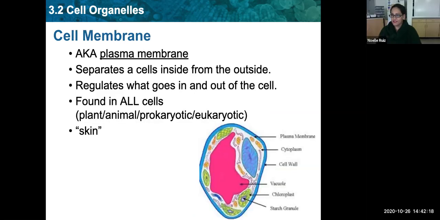And the cell membrane. Again, this should be review. We talked about this last week also. Also called the plasma membrane. Separates the cell's inside from the outside. It regulates what goes in and out of the cell. It's not solid. It lets some things in and some things out. It's found in all kinds of cells, plant, animal, prokaryotic, eukaryotic. All cells will have a cell membrane. And its nickname can be skin. It's found on the outside. It's a layer of protection. Keeps everything held in. We don't want our muscles and stuff falling out, so we have our skin there to keep it in.